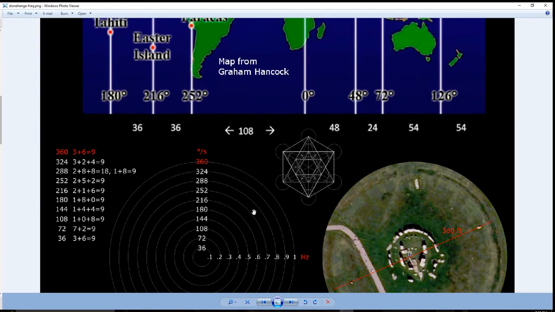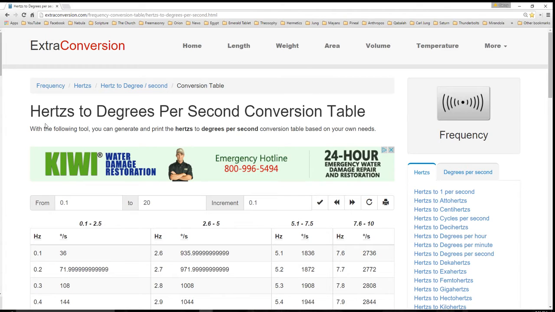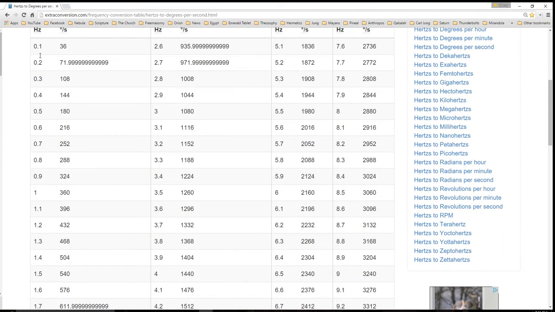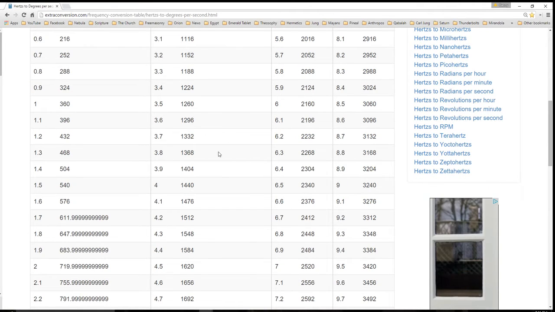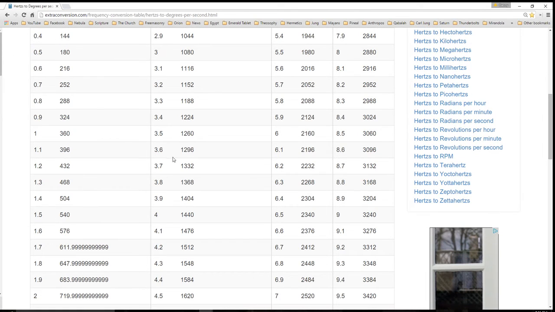If you take a look at these hertz to degrees per second conversion tables, you'll notice that 0.1, 0.2, 0.3, all the way to 1, these numbers are repeated. And no matter where you go in this whole chart, as it counts in base 10, you'll see that every one of these numbers reduces to 9.